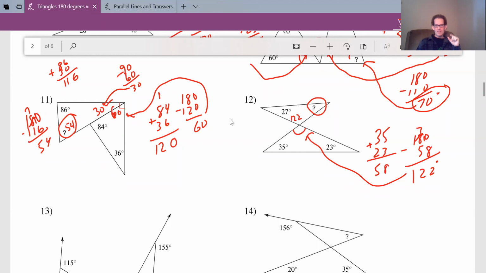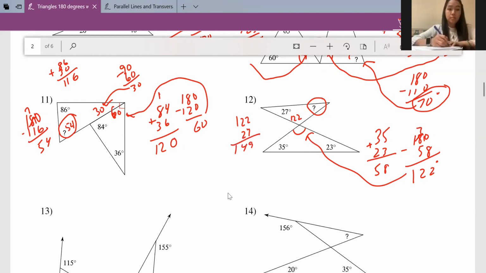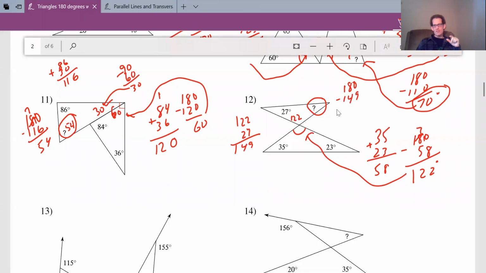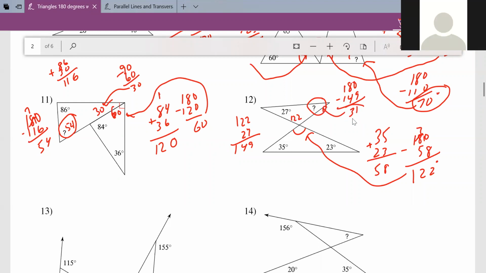I'm going to add these together, 122 and 27. I'm going to get 149. And then I'm going to subtract that from 180 to finally get to my missing angle. So I have 180 minus 149, and I'm going to get 31. And that's the answer that I was after. That goes right there, 31 degrees.